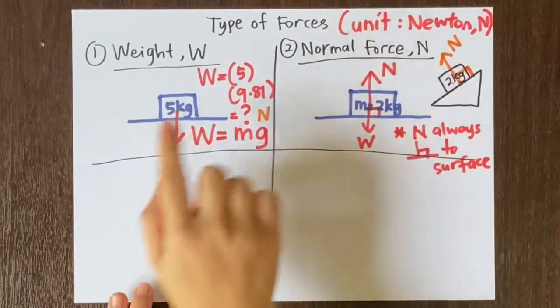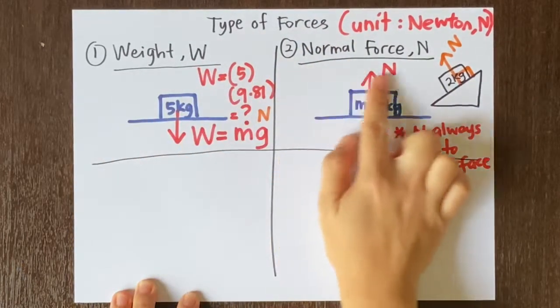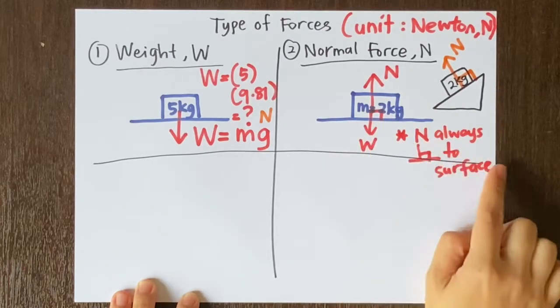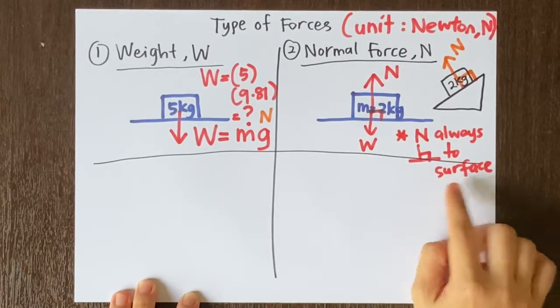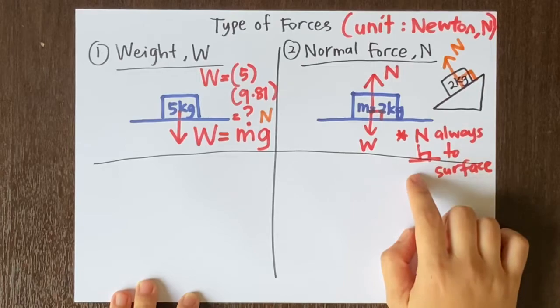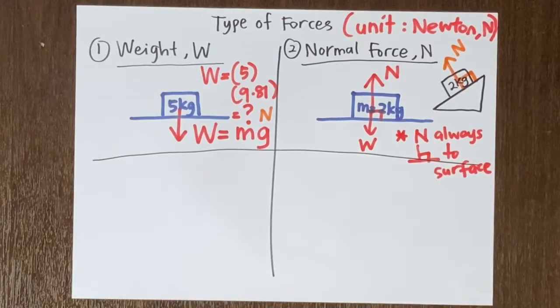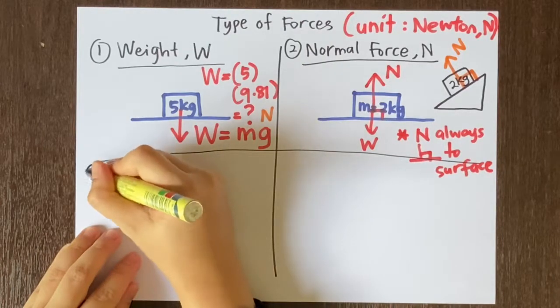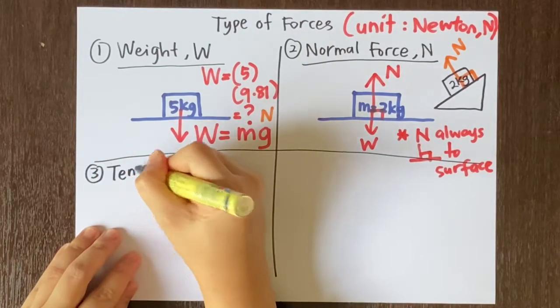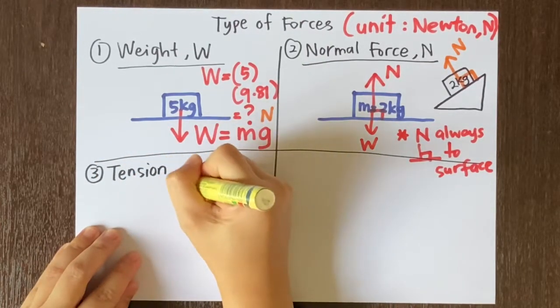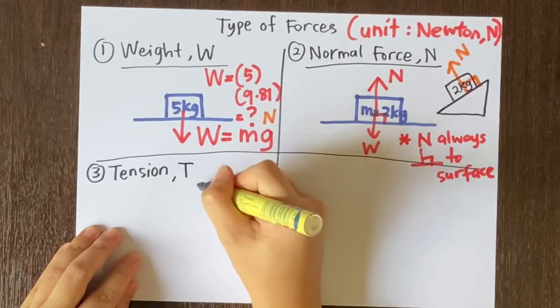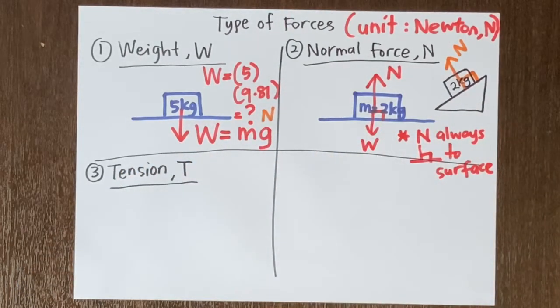So type of forces, you have first weight, second normal force. Normal force is always perpendicular to the surface. Perpendicular means 90 degrees to the surface. Okay, next force is tension, with the symbol of capital T. Capital T. Tension. What is tension?